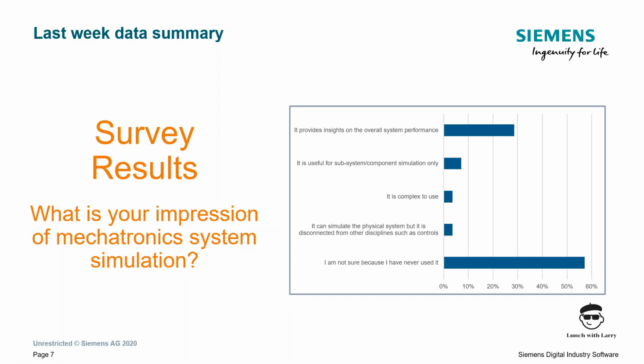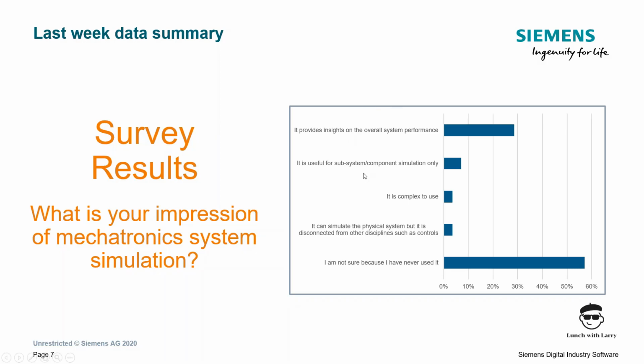Well, let's first define what a mechatronic system is. A mechatronic system is a system that requires the combination of mechanical, electrical, controls, and software subsystems or components to function. So what system simulation allows you to do very early on in the design cycle, when 3D CAD geometry has not even been generated yet, is to create a virtual model of the mechatronic system and analyze its behavior across multiple use cases. So as such, it provides insights on the overall system performance.